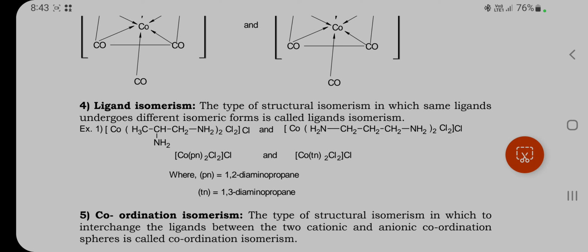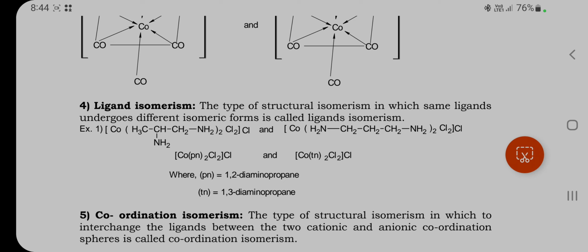Here you can see in the example the ligands which are present. In the first example, the cobalt is the central metal atom or ion.